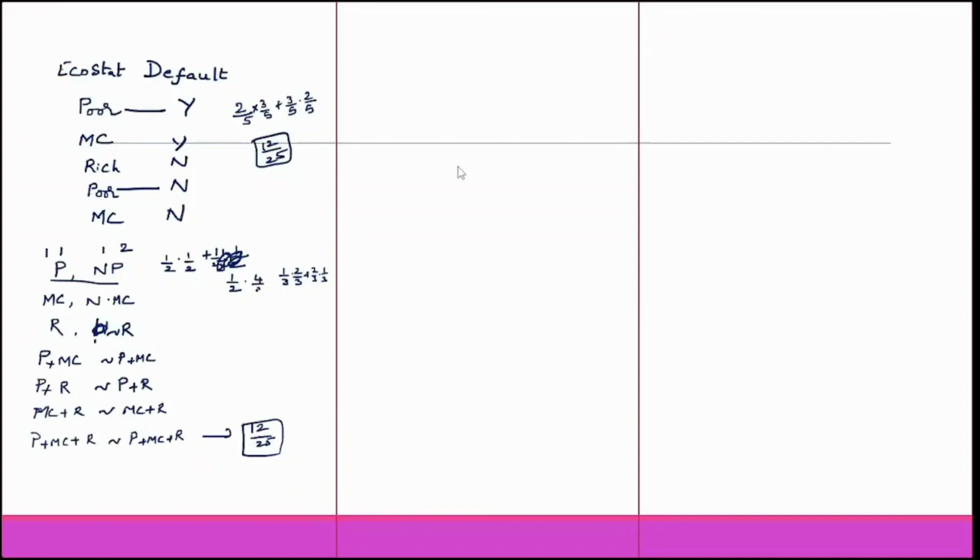Weightage wise, poors are only 2, so 2 by 5 into 1 by 2. And the non-poors are 3, so 3 by 5 into 4 by 9. So this would be 1 by 5 plus 4 by 15. Overall it comes out to 7 by 15. The impurity with respect to this classification is 7 by 15.